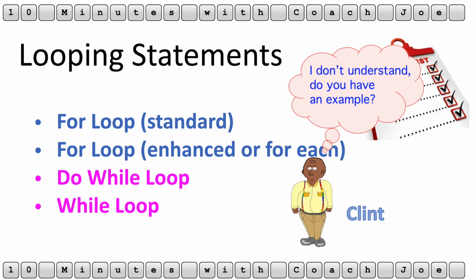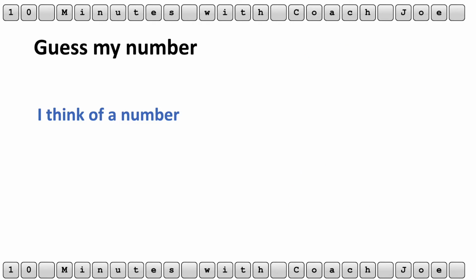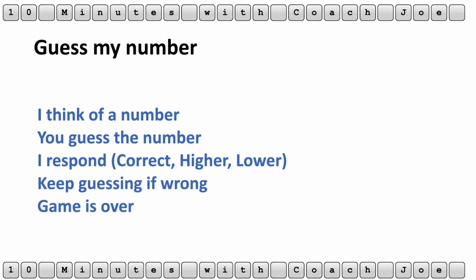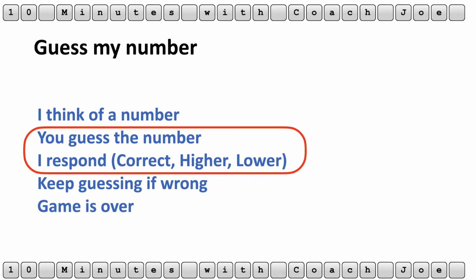Here's one example. Imagine I pick a number from 1 to 10. And you need to guess that number. I will respond with correct, higher, or lower. If you guess correctly, the game is over. How many guesses will you need? You could get the number on the first try. You might need 10 guesses. It's unlikely, but possible that you could take more than 10 guesses. These 2 actions will be repeated an unknown number of times.